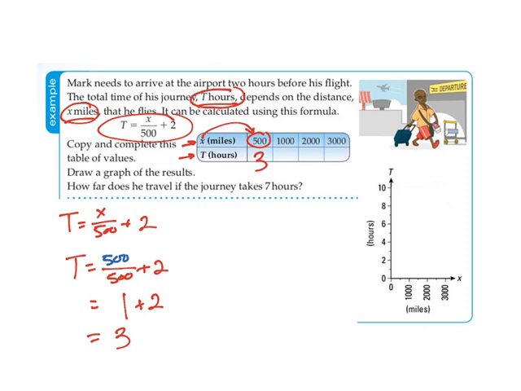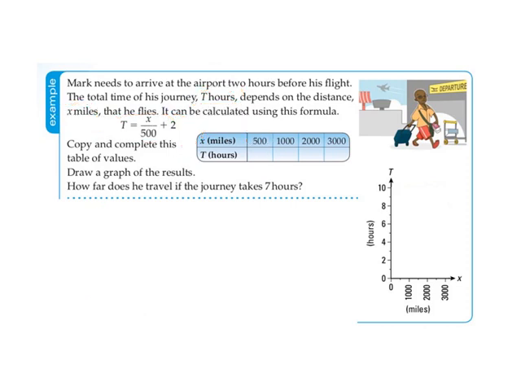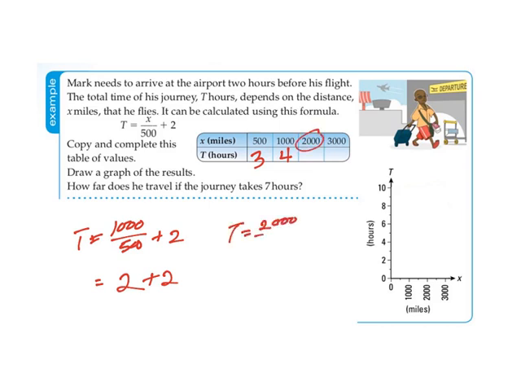We're going to do the same thing with the 1,000. t equals 1,000 divided by 500 plus 2. 1,000 divided by 500 is 2, and 2 plus 2 is 4. Then we're going to do the same thing with the 2,000. T equals 2,000 divided by 500 plus 2. 2,000 divided by 500 is 4, plus 2 makes 6.